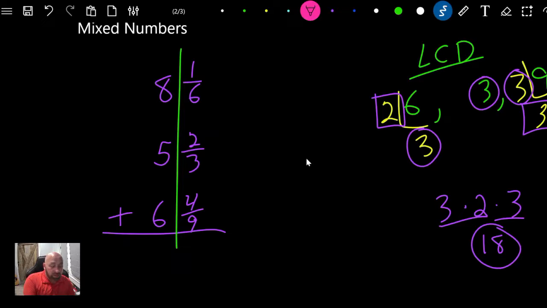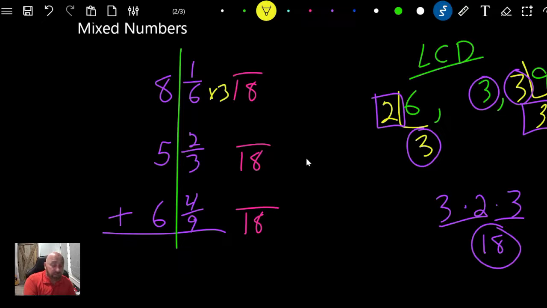So let's go ahead and make these new fractions. So here's our new fraction. We're going to have 18 as our denominator on all of these new fractions. Now we would go back and say, okay, what does 6 times what equal 18? Well, 6 times 3 equals 18. I have to do the same thing to the numerator so that we keep it equal. 1 times 3 is 3. 3 over 18 is our first fraction.